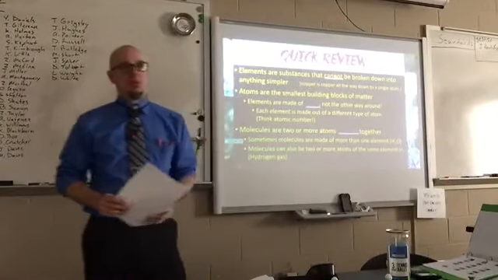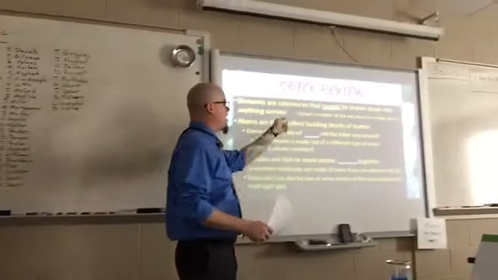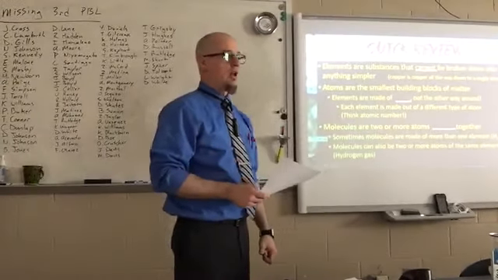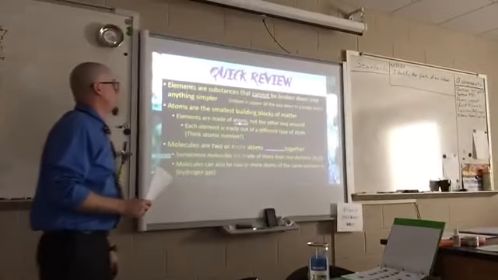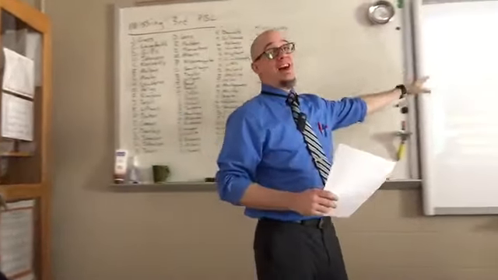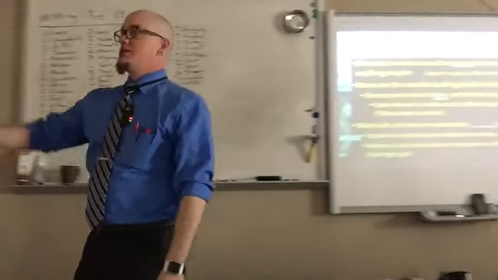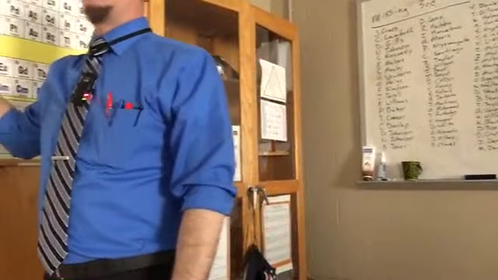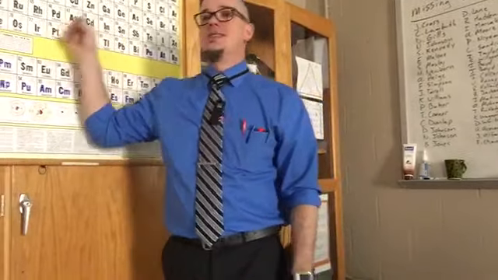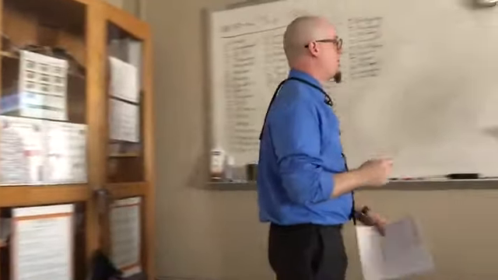Atoms are the smallest building blocks of matter, right? Think of them as the Lego blocks of everything you've ever known. Now, elements are made of blank, not the other way around. What are they? Atoms, exactly. There we go. Oh, you like that, Chris, huh? Hey, I spent a lot of time making this. This took me a while. So each element is made out of a different type of atom. So think about the periodic table you've got on your desk in your book on page 336, or the one I've got right here. Each of these atoms has a different number of protons. That's what makes them different. All right? Think the atomic number.